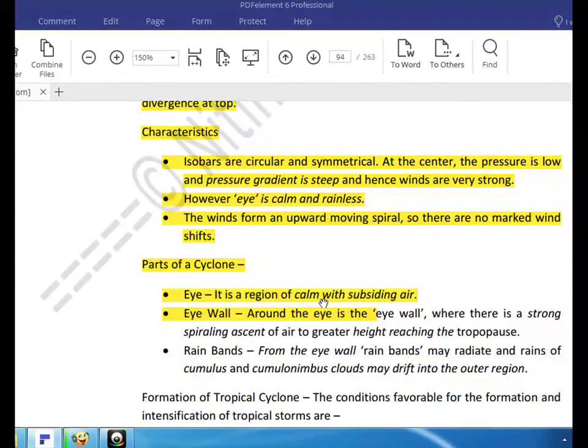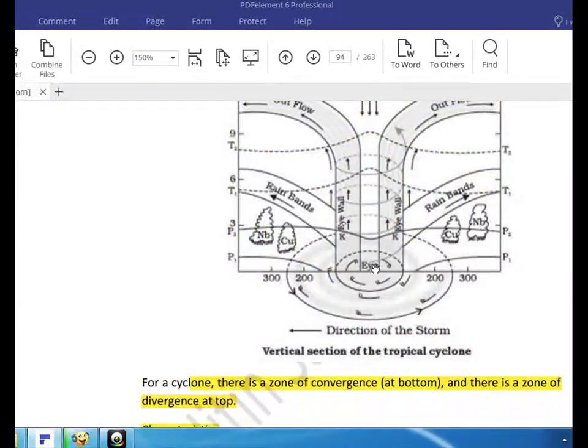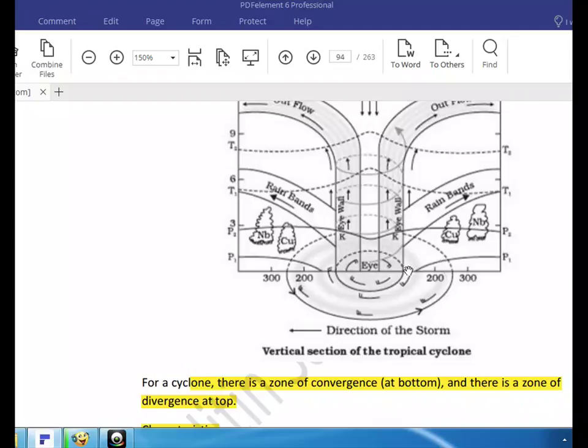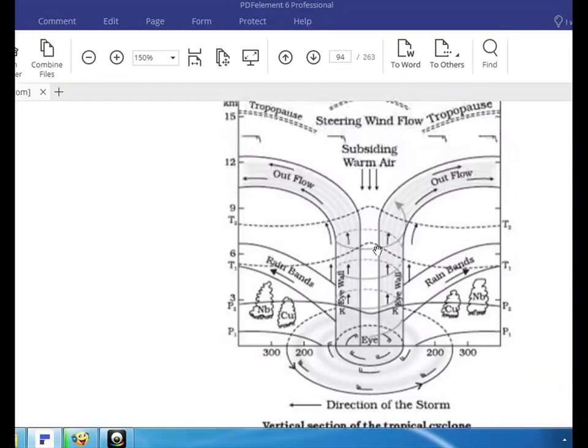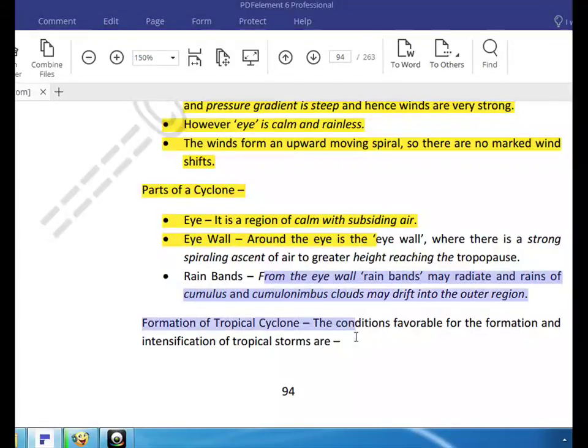Parts of a cyclone. Eye. It is a region of calm with subsiding air. Eye wall. Around the eye is the eye wall, where there is a strong spiraling ascent of air to greater height, reaching the tropopause. Rain bands. From the eye wall, rain bands may radiate, and rains of cumulus and cumulonimbus clouds may drift into the outer region.